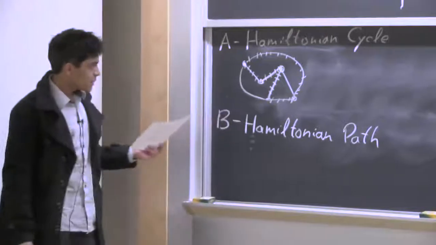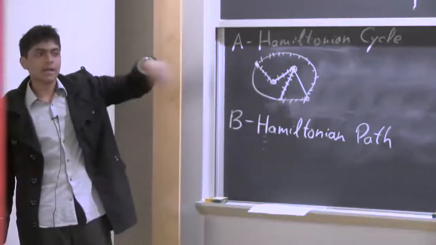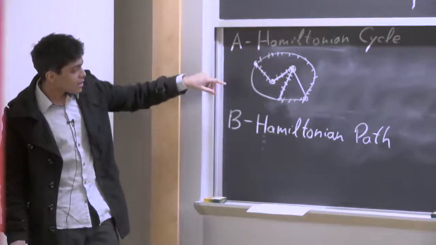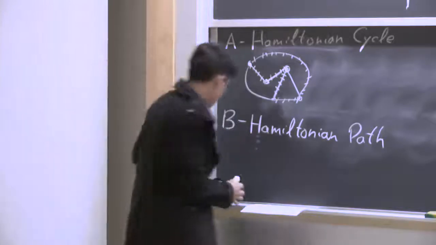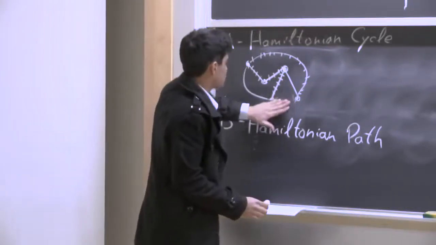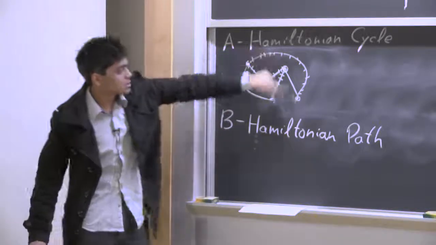So the Hamiltonian path is a very similar problem. Instead of a cycle, you just remove the requirement that you have to come back to the starting point. You can just start anywhere, visit all the vertices and stop. So for example, if you remove this edge, this graph no longer has a Hamiltonian cycle, but it has a Hamiltonian path, which is just this line.